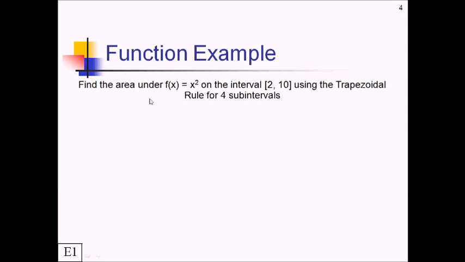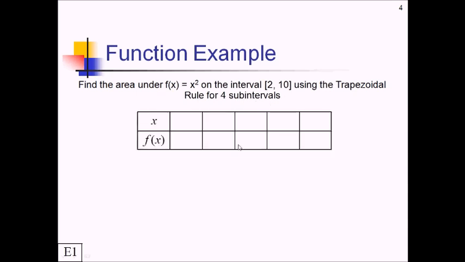So we're going to now find the area under x squared on the interval from 2 to 10 using the trapezoidal rule on 4 subintervals. We'll start like with LRAM and RRAM and MRAM by making a table. So for this one, since I'm using basically the left and the right endpoints of rectangles, but now they're going to be trapezoids, I'm going to do the same setup as I did for LRAM and RRAM.